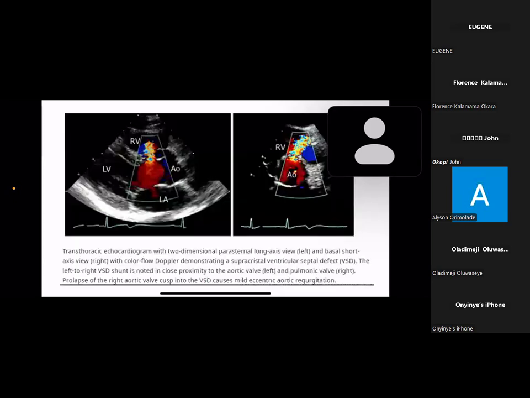This is a pictorial representation of the supracristal VSD, as I try to explain here. If you look at the picture above, I don't know how to use the cursor here, but in the color flow you see where there is the shunt between the right ventricle and the left ventricle.